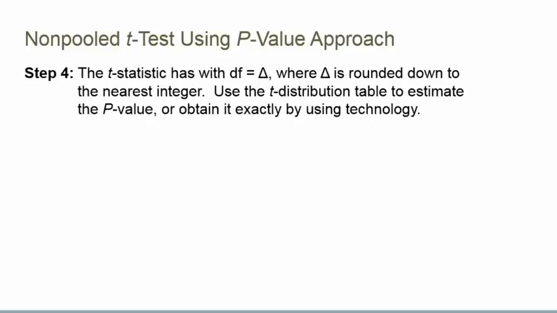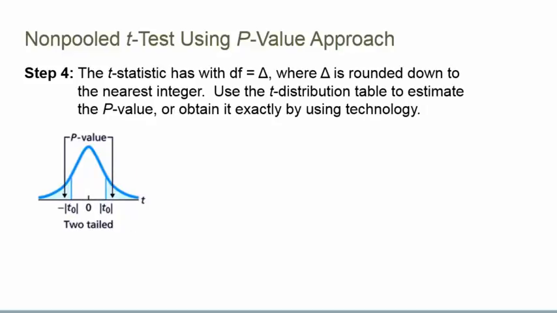Non-pooled t-test using p-value approach. Step 4. The t-statistic has degrees of freedom equal to delta, where delta is rounded down to the nearest integer. Use the t-distribution table to estimate the p-value or obtain it exactly by using technology. If the test is two-tailed, the p-value is the area to the left of negative absolute value t sub 0 plus the area to the right of absolute value t sub 0.